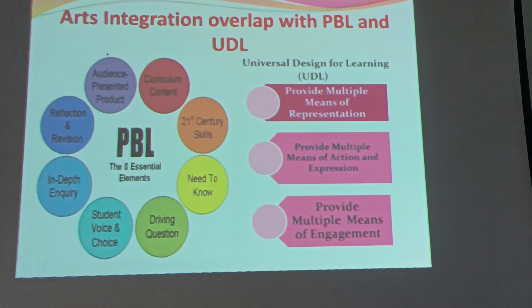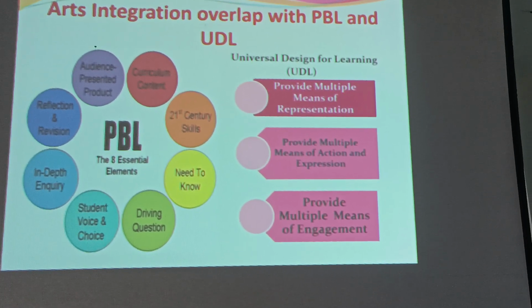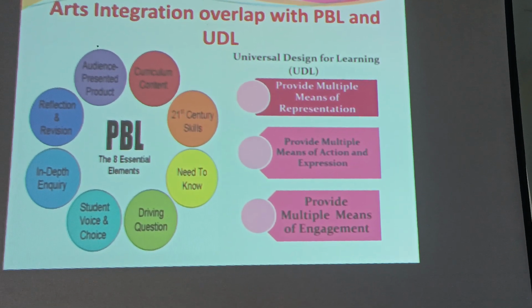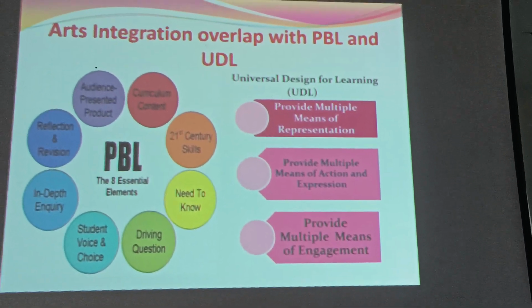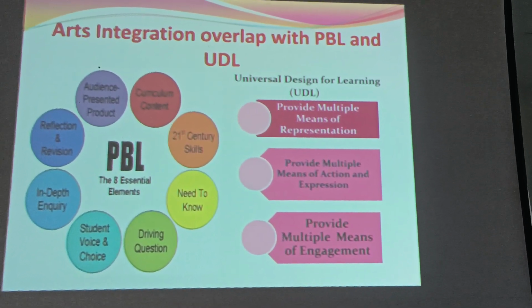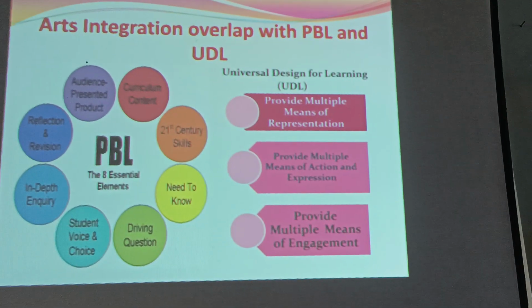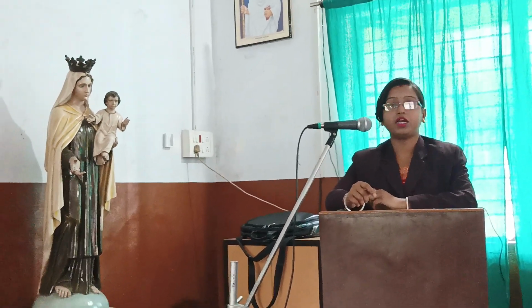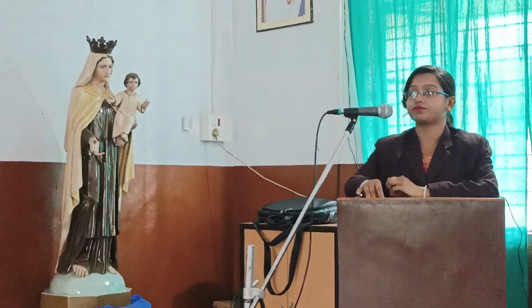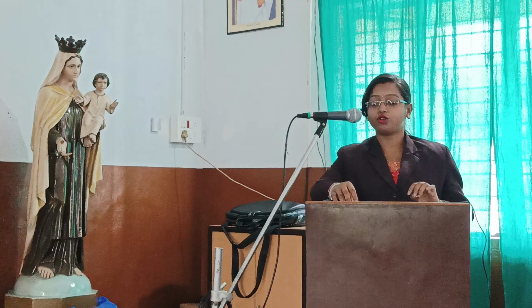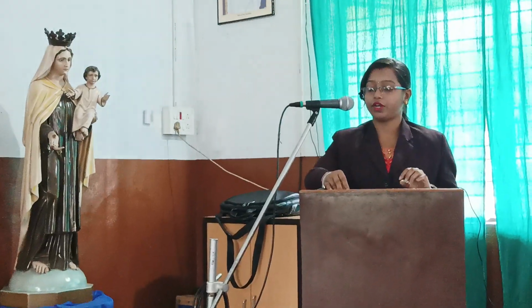Overlap with PBL and UDL. PBL means project based learning and UDL means universal design for learning. PBL involves 21st century skills, need to know, and student voice and choice in their inquiry. And for learning, UDL provides multiple means of representation, action and expression, and engagement of students. Hence, art integration is combined with PBL and UDL. It helps in the overall development of a child.